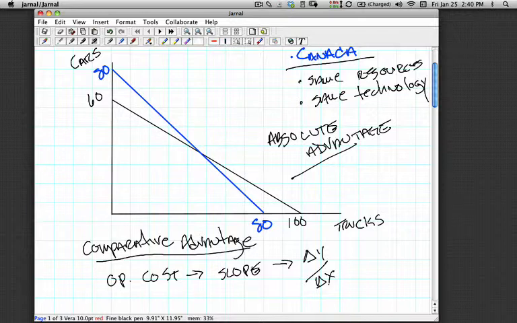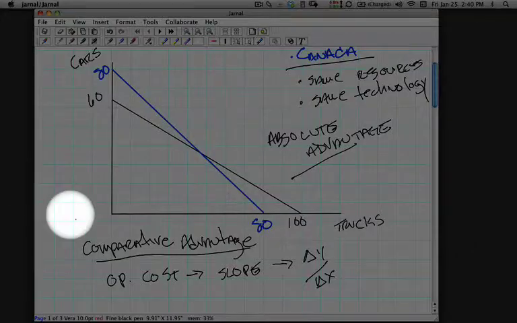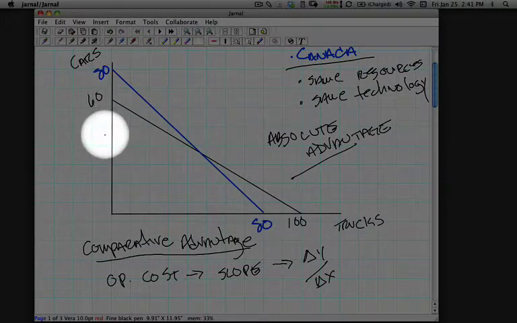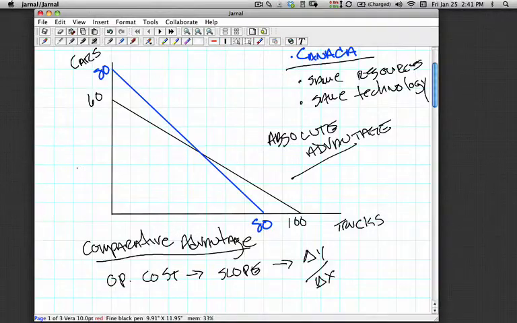So, in terms of words, we can look at Canada and ask the question, what's the opportunity cost for Canada of making trucks? Well, the only cost we know is the opportunity cost that they give up in terms of giving up cars. And so, if in fact Canada chooses to make 80 trucks, the only way they can do that is if they give up making 80 cars. And so the slope for Canada in terms of making trucks is -1.